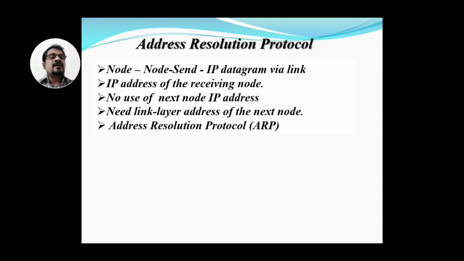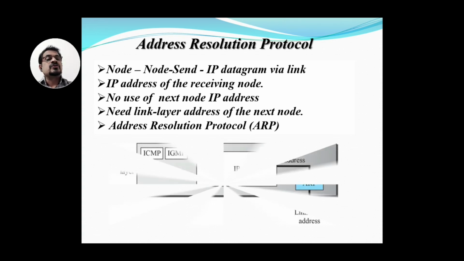That is where the address resolution protocol, the ARP protocol, is used. It helps a node send an IP datagram to another node via the links. The IP address of the receiving node is known, but the next node's IP address is of no use here, because it needs only the link layer address of the next node. That is where the address resolution protocol is useful.